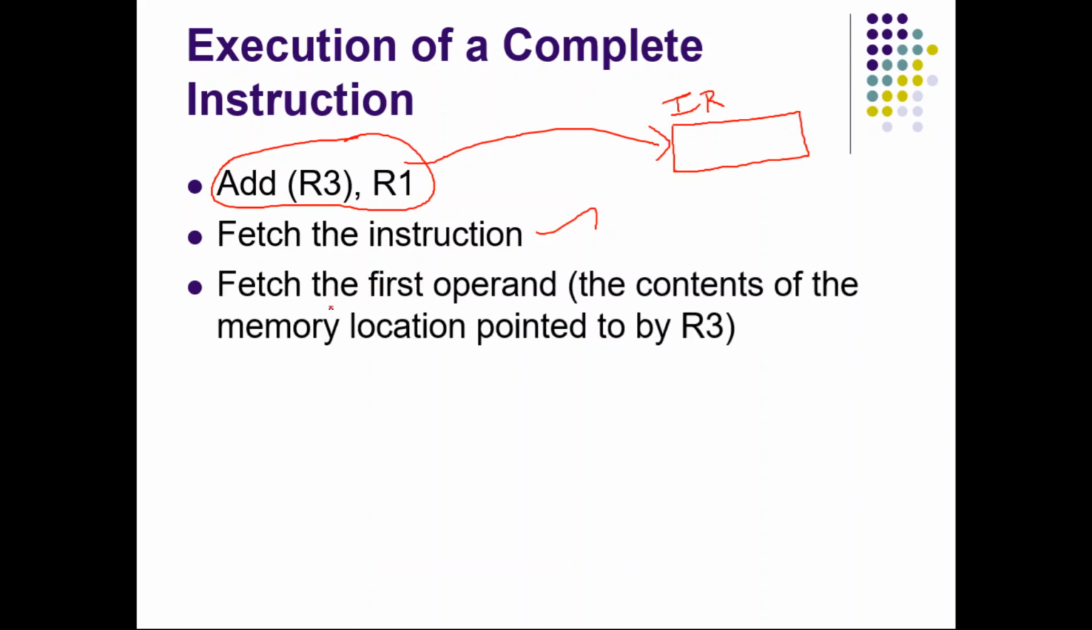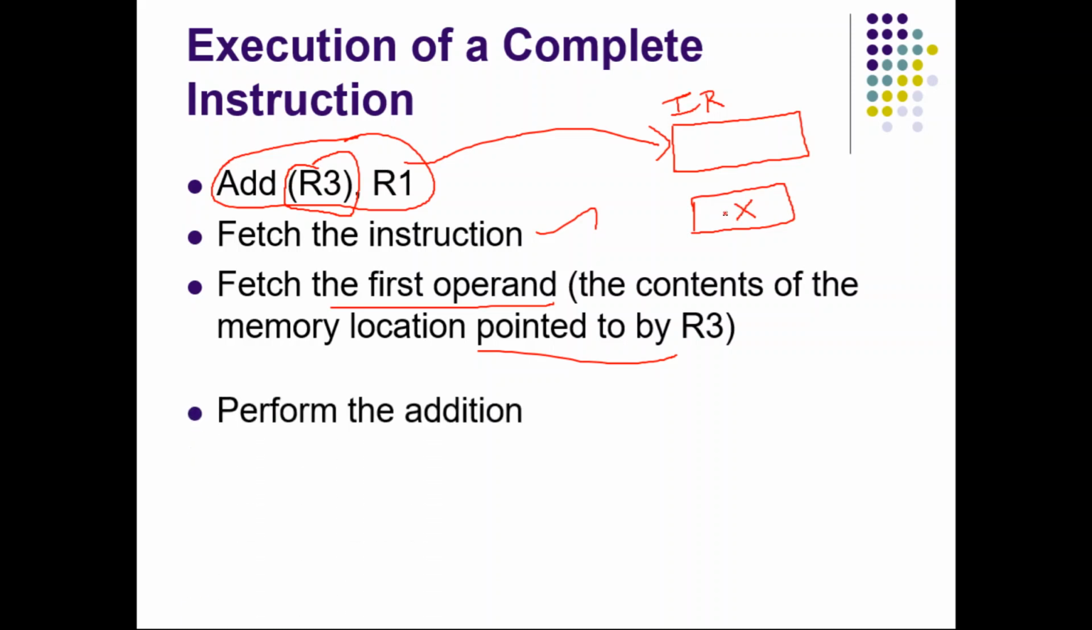Then what should we do? Fetch the first operand. What is the first operand? The first operand is actually an indirect address. So it refers to the contents of the memory location pointed to by R3. Fetch that and store it in some temporary register. In the CPU we have some temporary registers like X, Y, Z, right? In any one of those registers, that value, the value at the location pointed to by R3, okay? Right, so that value will be stored in some temporary register, okay?